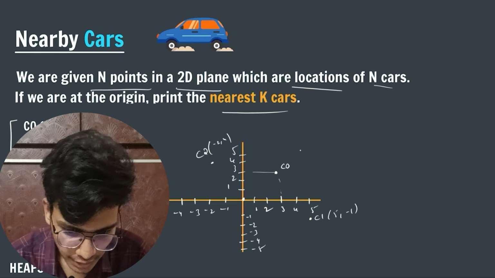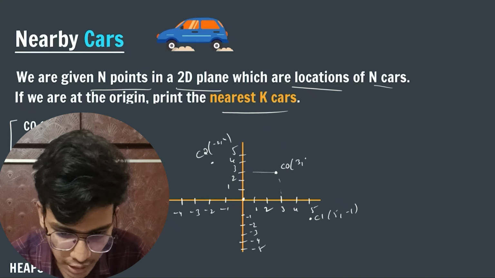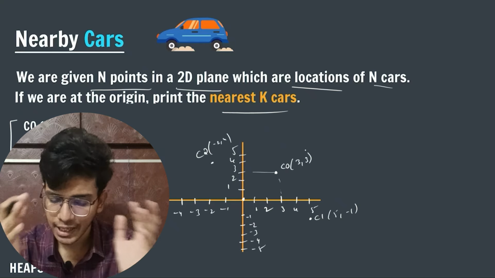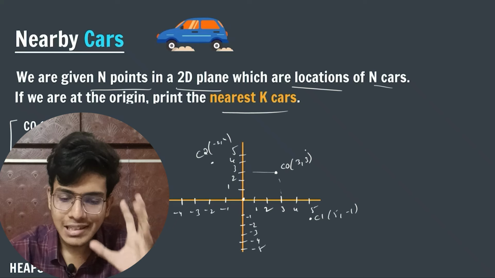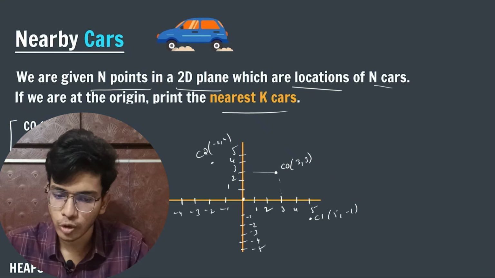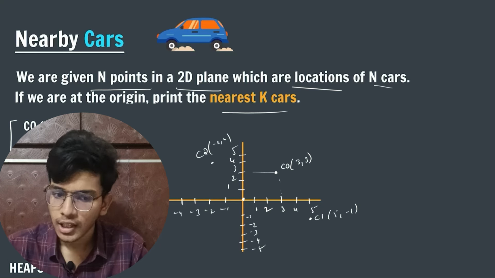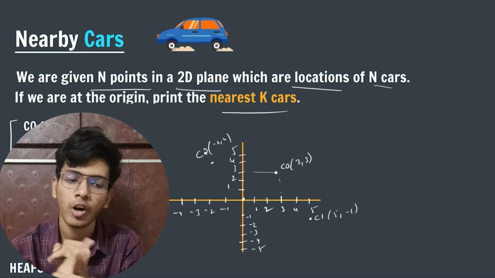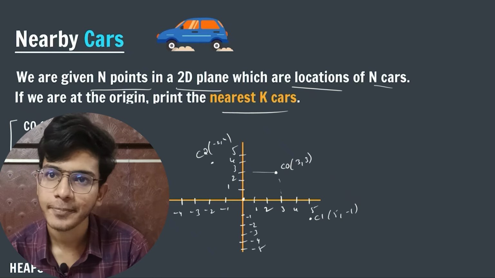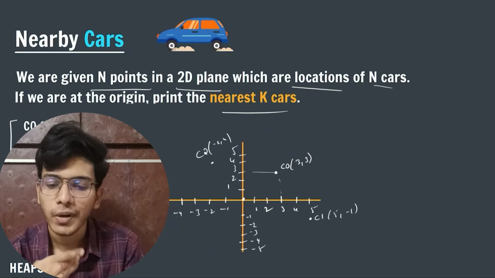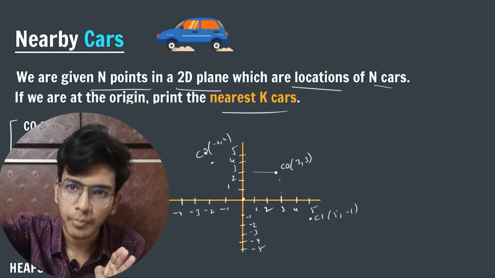-2, 4, and C1 location is 3, 3. Now if you observe this diagram, I need to print the points which are nearest to me, not the farthest to me. So to calculate the nearest, to know which one is nearest, the first step is I need to calculate the distance from my position to that given point.